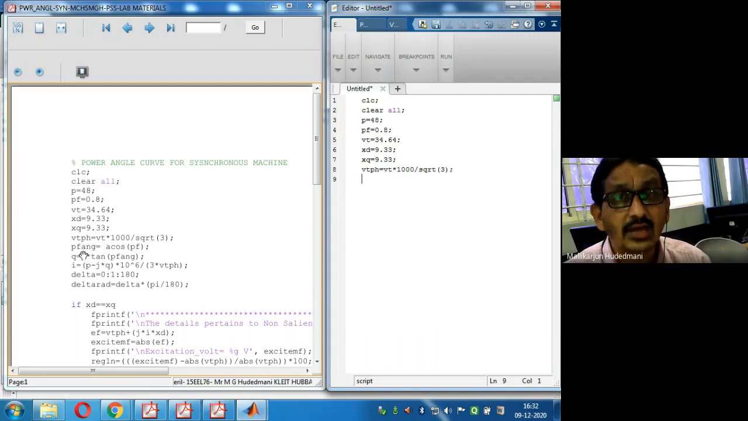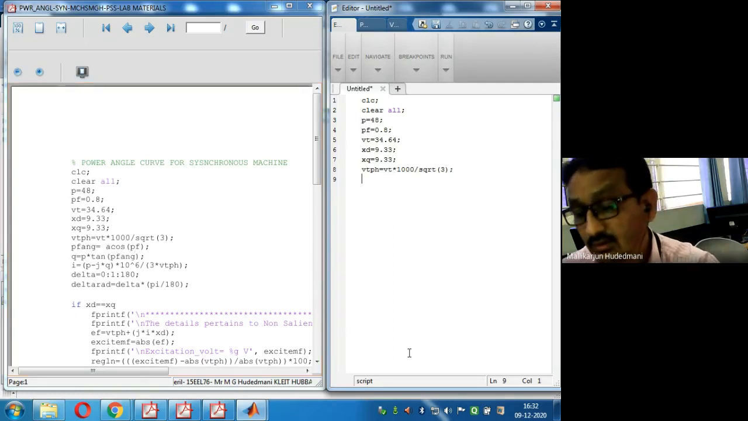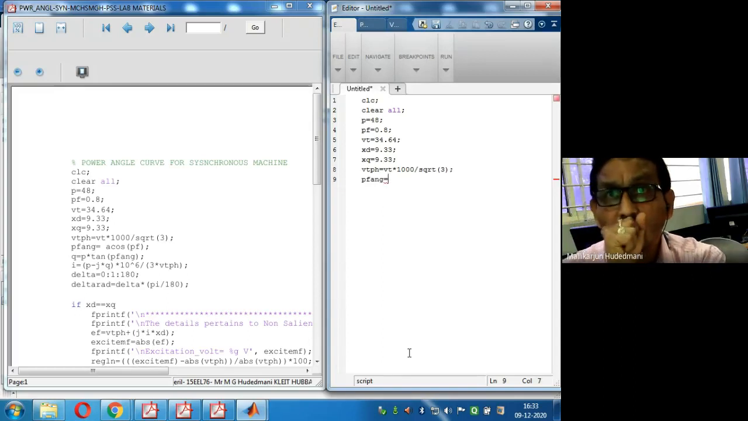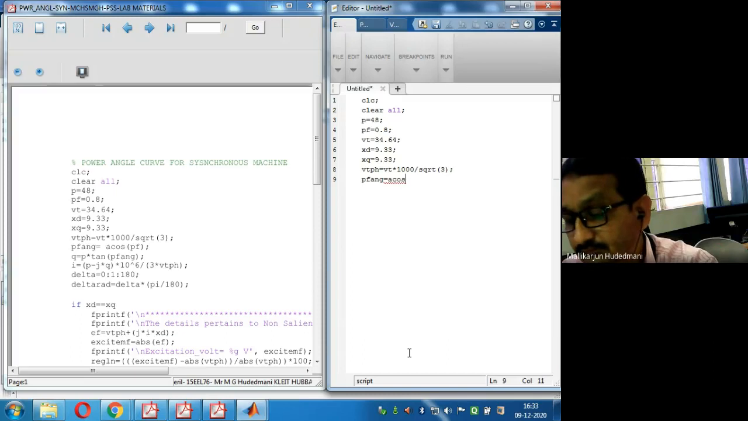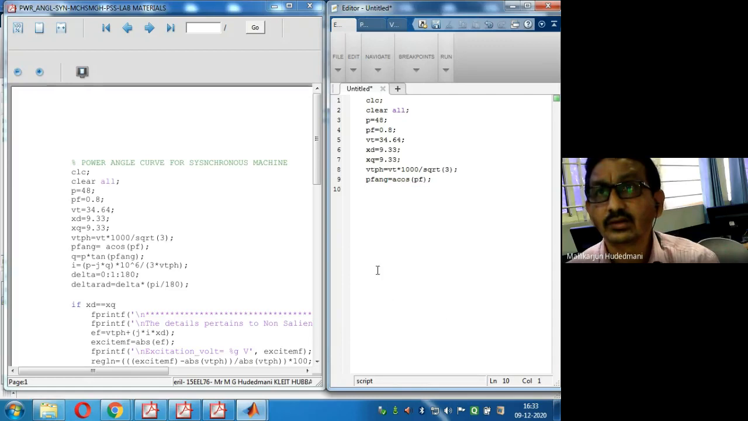Next is the angle of the power factor. What is the power factor here now? 0.8. Cos inverse 0.8 is the angle. I am doing here PF angle equal to A cos inverse of 0.8. PF ANG, not underscore, simply I wrote PF ANG equal to A cos PF. Clear? Cosine inverse of PF is PF angle.